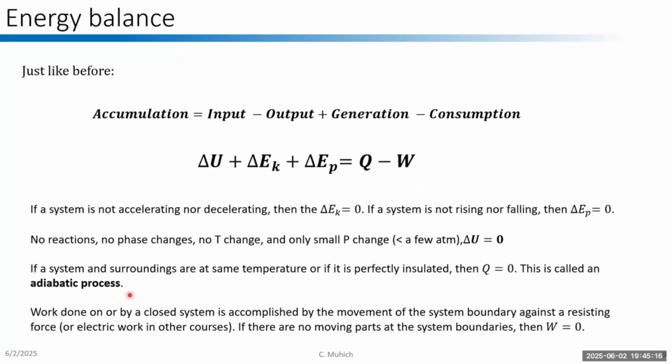Work done on or by a closed system is accomplished by changing the system boundaries. Therefore, if there are no moving parts, right, so there's no turbine, there's no pump, then our work is going to be 0. So these are just a few keywords to be looking for and thinking about when we think about energy balances, so that we can think about which of these terms should be 0.